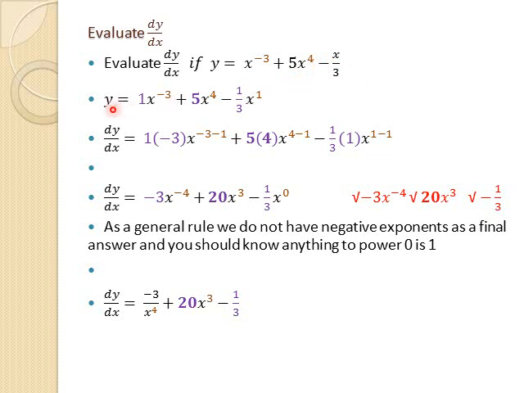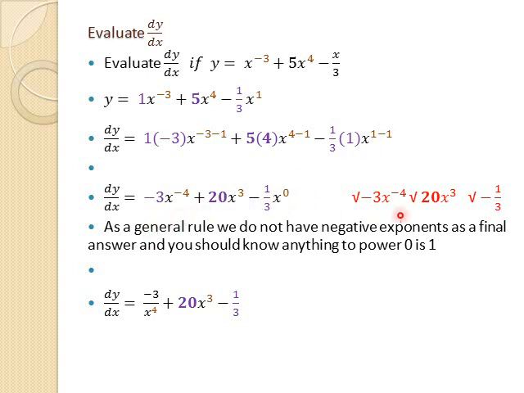So differentiate y with respect to x: 1 times negative 3, minus 1; 4 times 5, 4 minus 1; 1 times a third, 1 minus 1. So minus 3 times 1 gives me minus 3. Minus 3 minus 1 gives me negative 4. 4 times 5 would give me 20. 4 minus 1, x to the power 3. There, 1 over 3 times 1 stays 1 over 3. 1 minus 1 gives me x to the power 0.